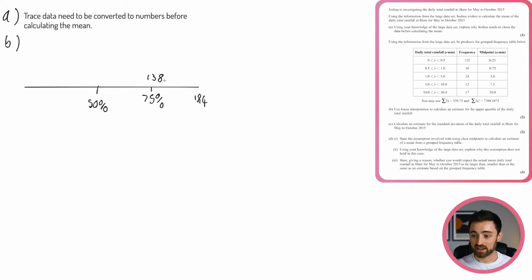Now, obviously we're estimating this because we don't know the exact values, we just know what groups they're in. So what we do is we assume everyone's distributed nice and evenly in their groups. First of all, what group does the 138th lie in? The first group has 121 in it. The second group has 10 in it. That means that after the first two groups, you're at 131. And then the next group has 24 in it.